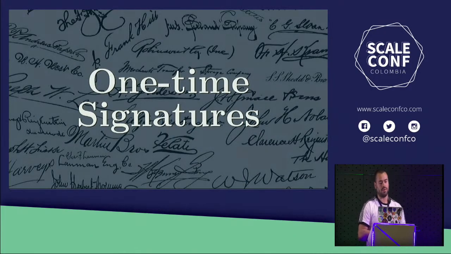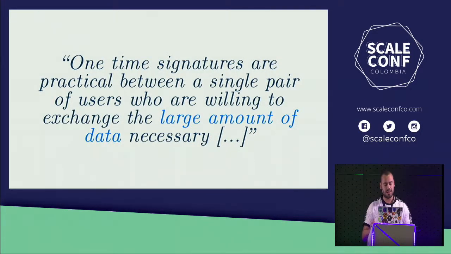So moving forward from one-way hash functions to one-time signatures. This concept was introduced also in '79, but this time by Leslie Lamport. He published this concept of one-time signatures, and most signature schemes rely in part on one-way hash functions, as we talked about. And they rely on this for their security proof. The beauty of this Lamport scheme is that the signature relies only on the security of these one-way functions. Although these one-time signatures are practical between a single pair of users who are willing to exchange large amounts of data, they are not practical for most applications without further refinements.